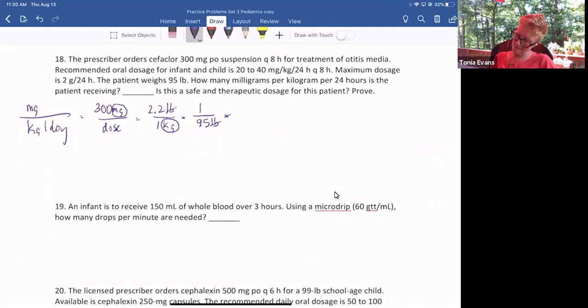That's a day. Let's see, we have 3 doses in 1 day. Dose, day. There we go. All right, so our patient is receiving 300 times 2.2 times 3 divided by 95. Patient is getting 20.8 milligrams per kilogram per day.